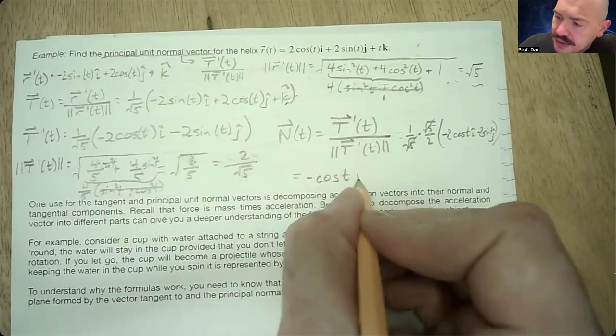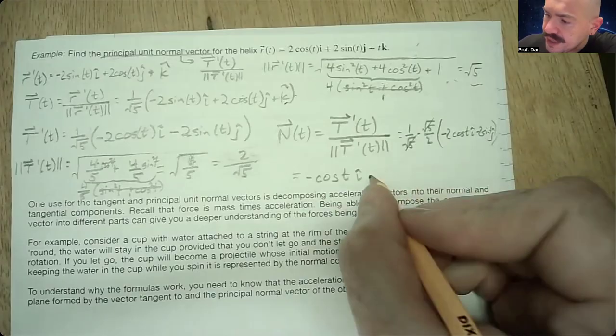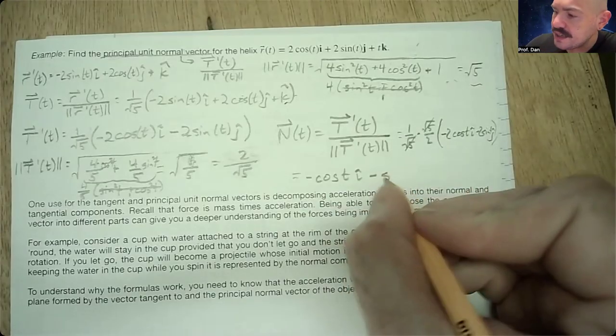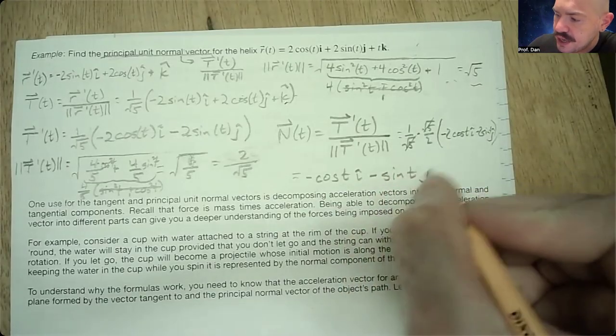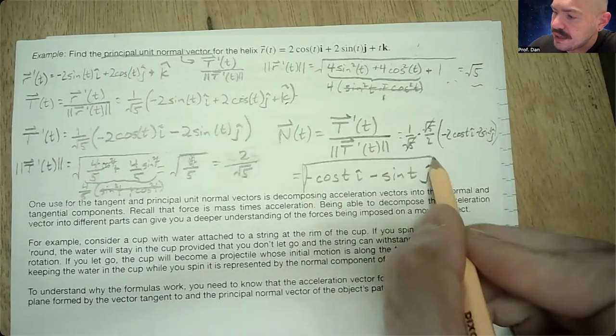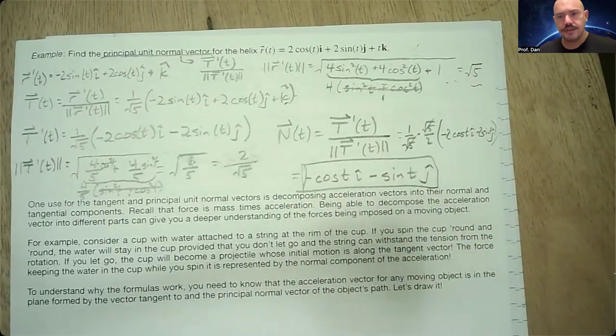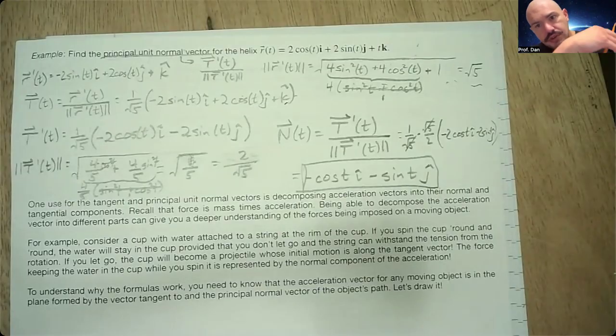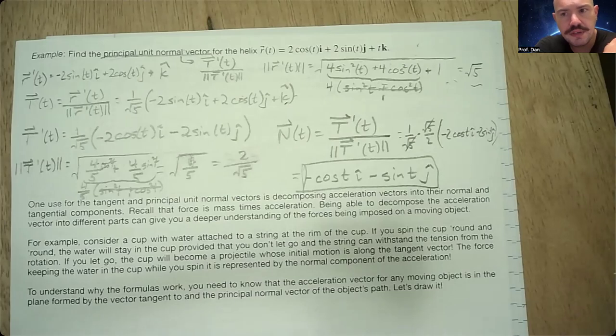All right, so when I distribute that 1/2, we end up getting our final answer: negative cosine of t i minus sine of t j. And that is our principal unit normal vector for any value of t that we decide to plug in. And there we go.